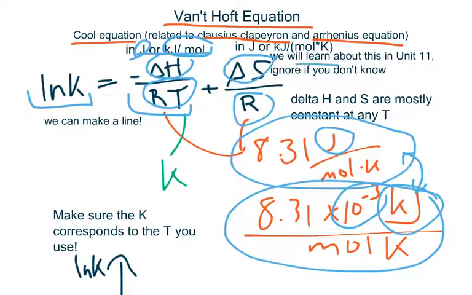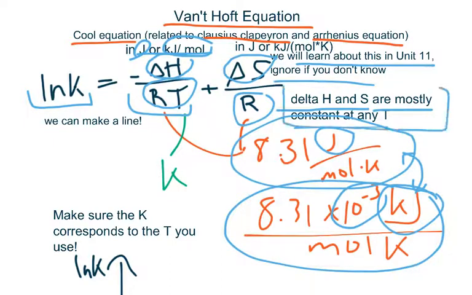Now, we will learn about delta S, or the change in entropy, in Unit 11. So ignore this if you don't know it, and if you do, that's great. Now, keep a note that delta H and delta S are mostly constant at any temperature, and this is just an assumption because yes, they do change, but for our purposes, we are going to assume that they will not change, and that will be further discussed in Unit 11. And therefore, the only changing things in this equation will be our T and our K.